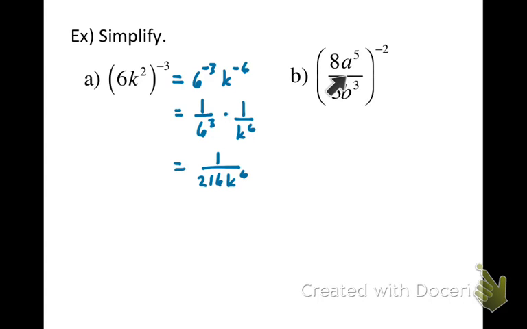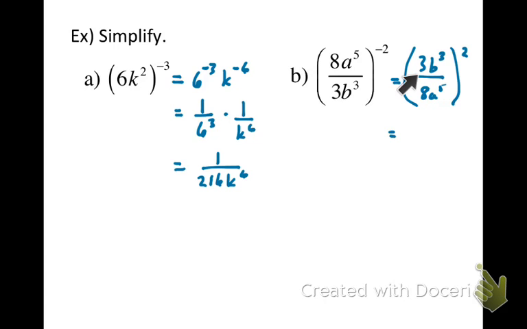Here I've got a quotient being raised to a negative exponent. Well, I can't do anything inside the parentheses really, and so what I'm going to do is start with the negative exponent, and that means I need to take the reciprocal of the base, and that's going to give me then 3b to the third power over 8a to the fifth power, and that whole thing will now be raised to the positive second power. And I think you'll see how I get from there to here.